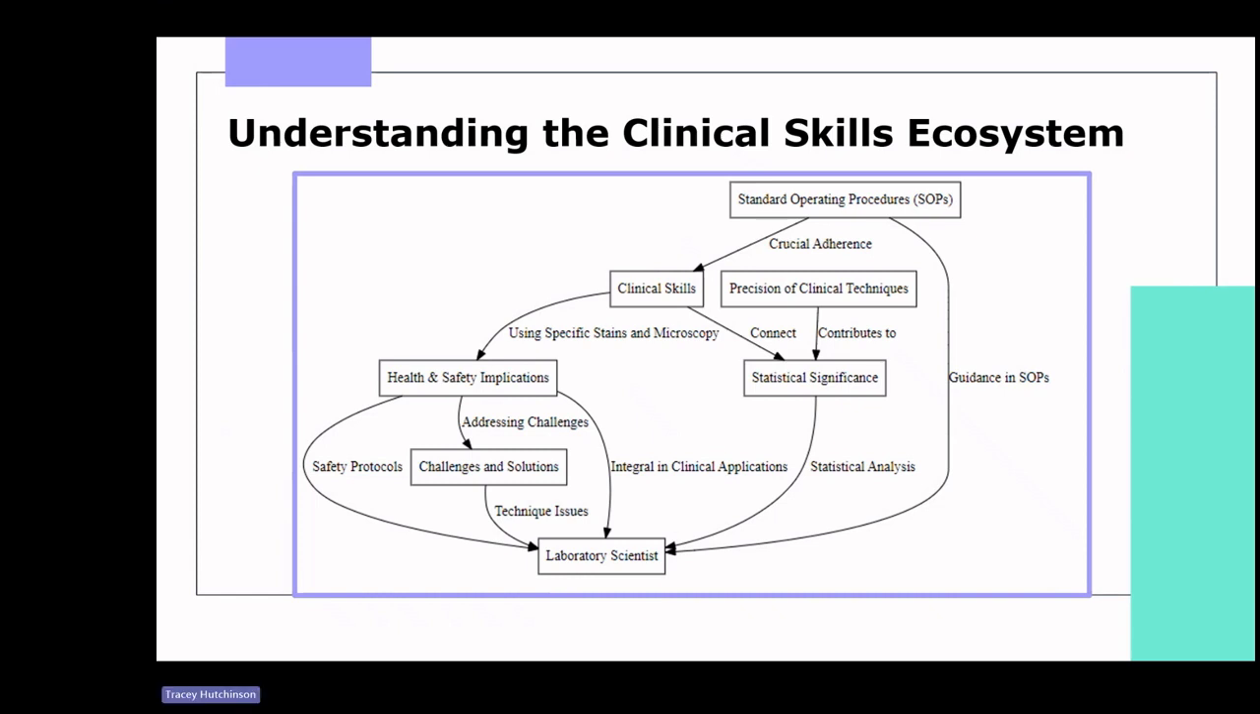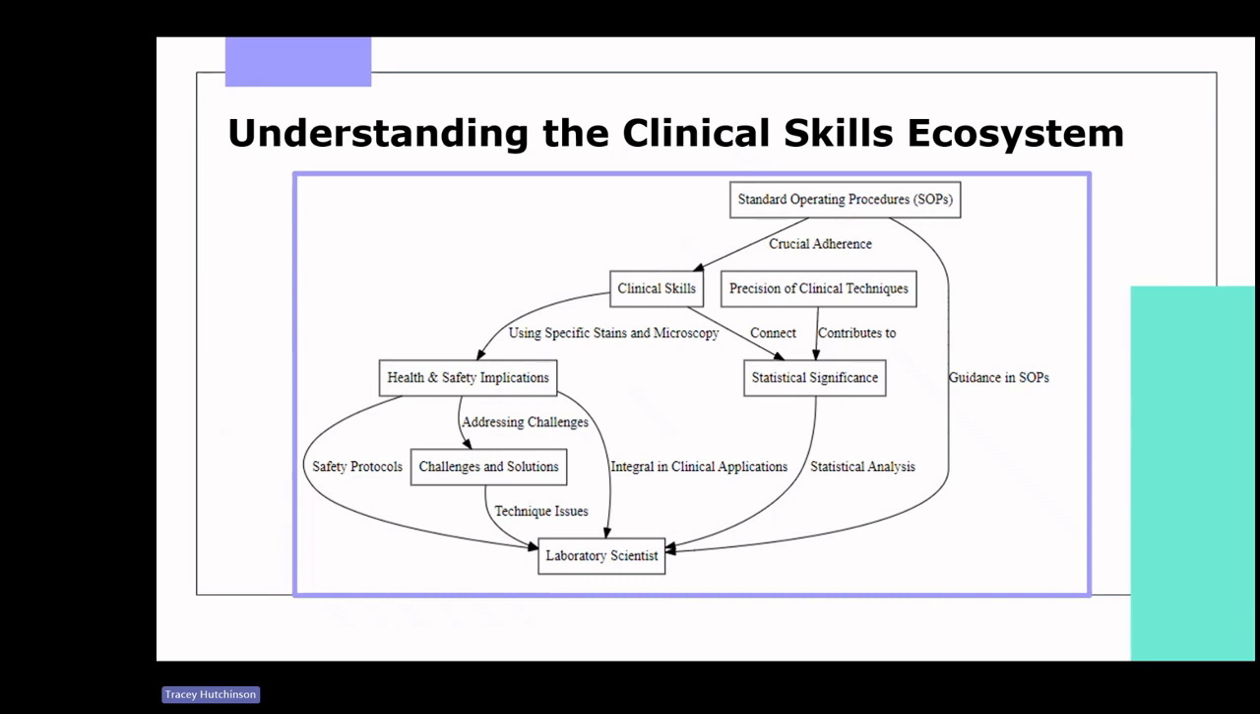As we travel the landscape of clinical skills, we encounter health and safety implications. Using specific stains and microscopy techniques requires strict adherence to safety protocols. The integral connection between health and safety in clinical applications cannot be overstated. Enter the key player, the laboratory scientist. This entity embodies the culmination of SOPs, statistical analysis, and safety protocols in the lab setting. The laboratory scientist is the epicenter, ensuring that all elements harmonise in their work.